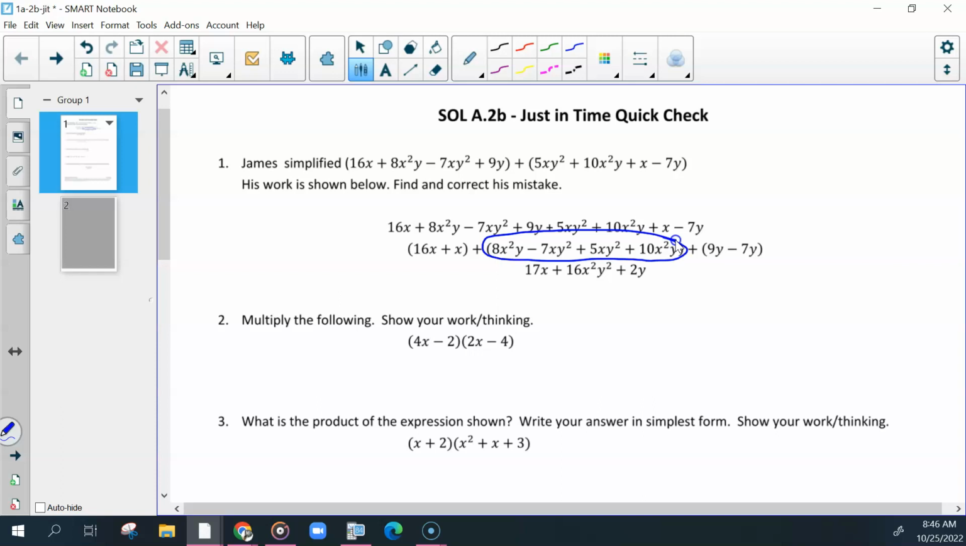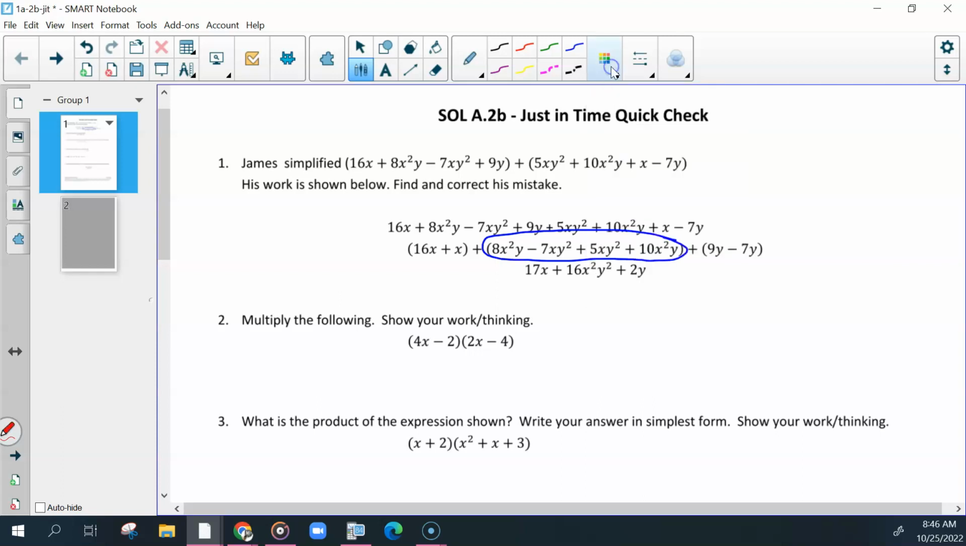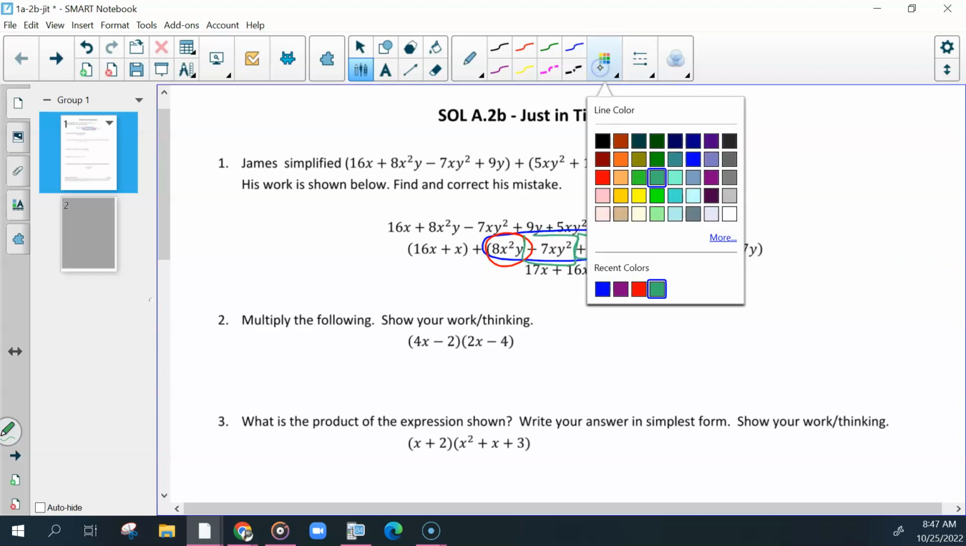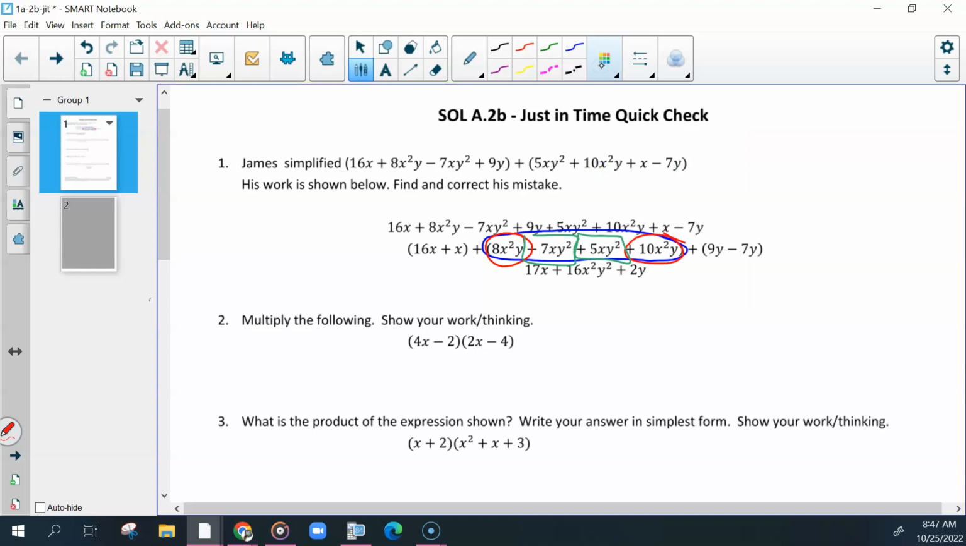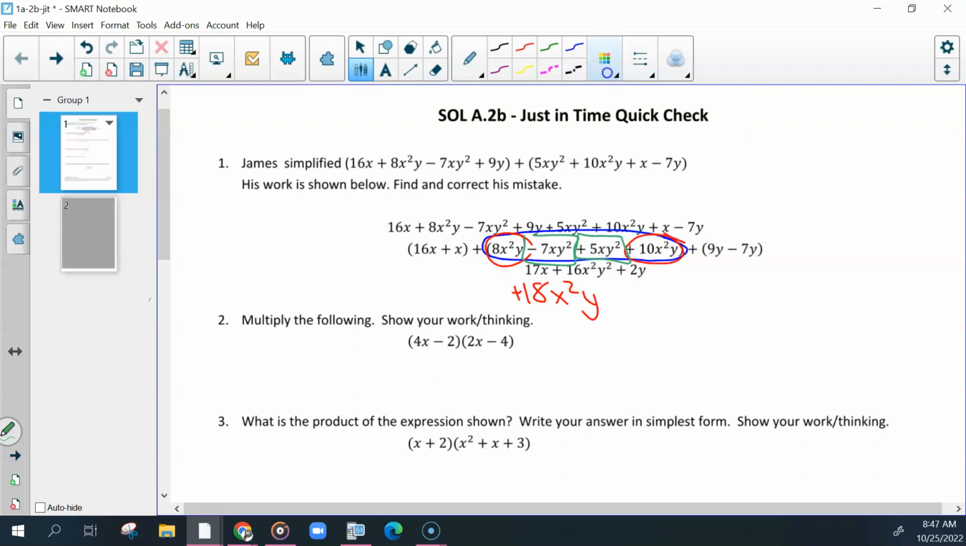The 17x part was right and the 2y was right. So we just have to fix this part. What of that were like terms? Go ahead, Jasmine. The 8 and 10 and 7 and 5. So this would be 8 plus 10 and negative 7 plus 5.